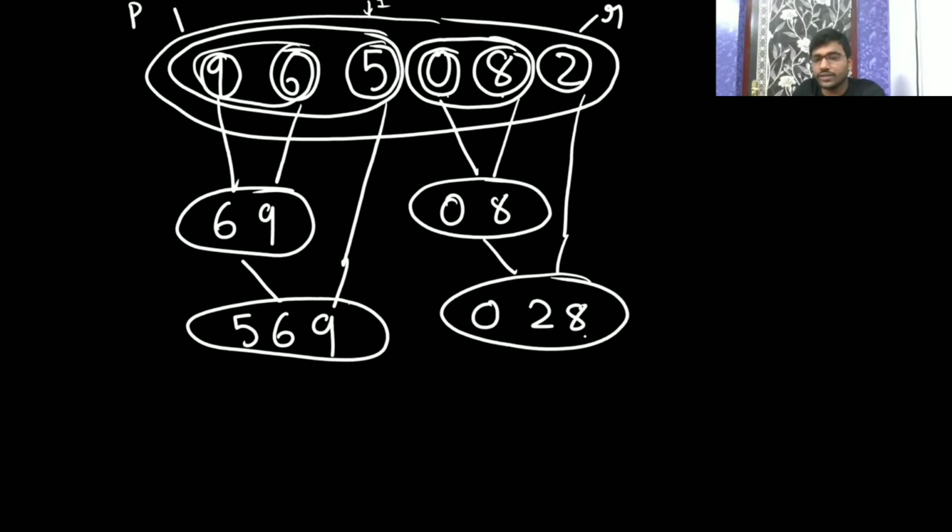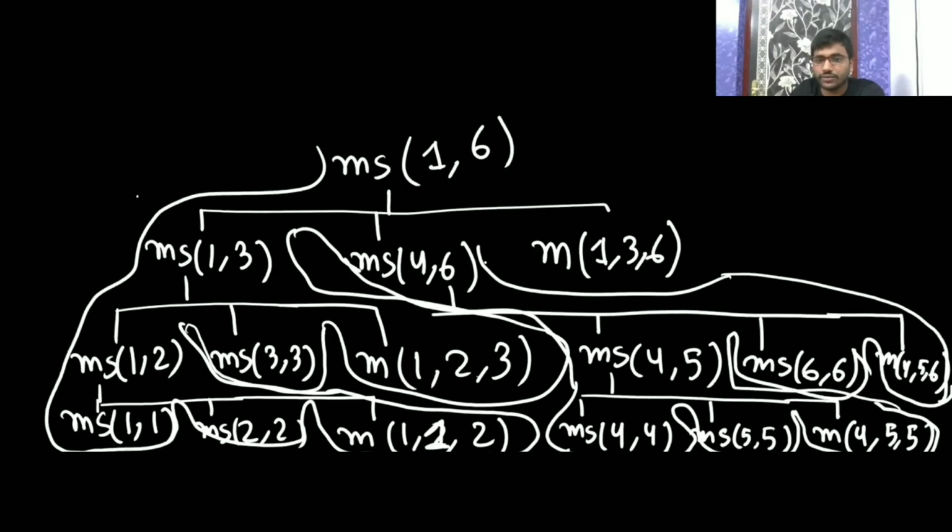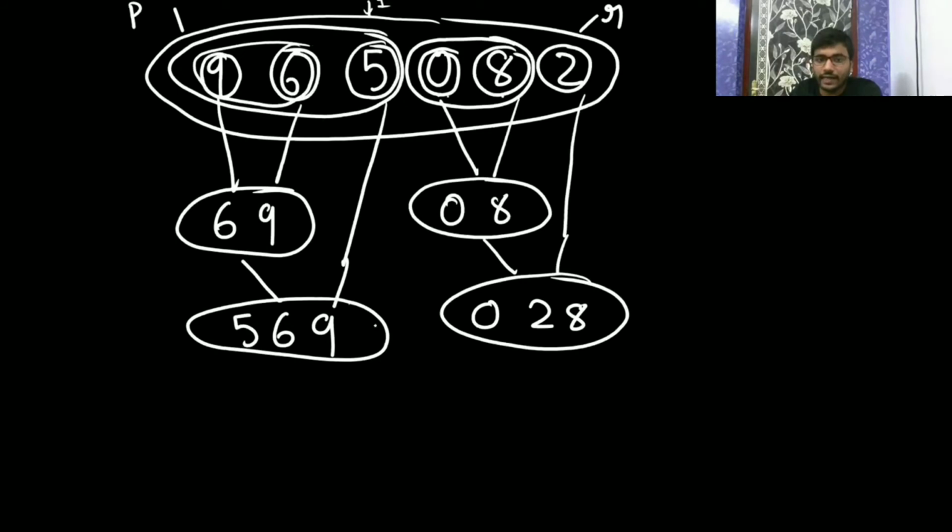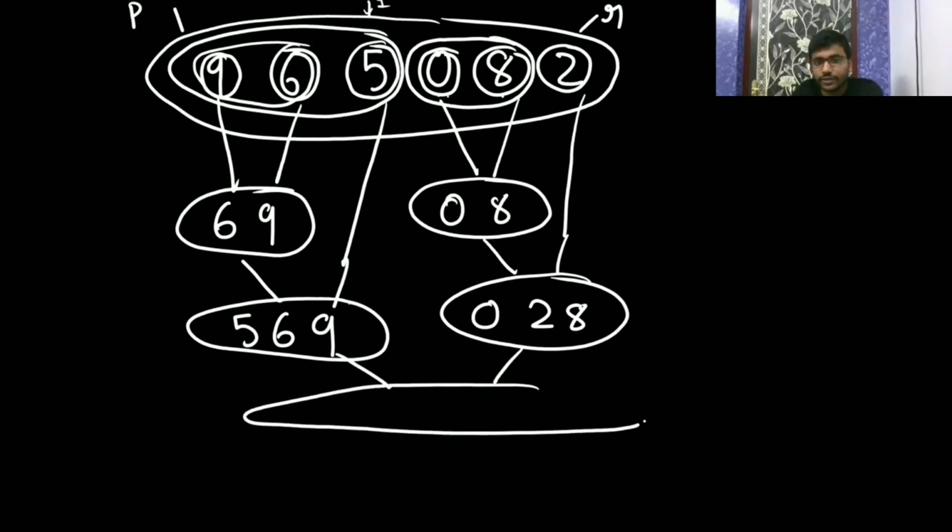Now you are going to merge these two. See, 1 to 3 is sorted. Now 4 to 6 is sorted. Now you are going to do merge on 1 3 and 6. The starting index is 1, mid index is 3, and end index is 6. So if you merge these two, you are going to get 0 2 5 6 8.